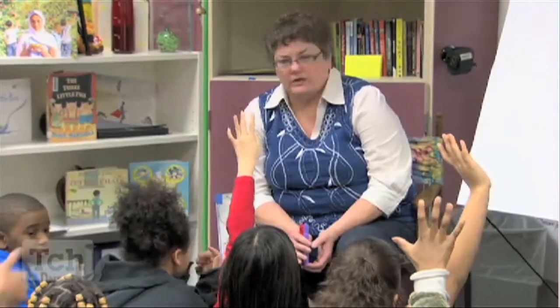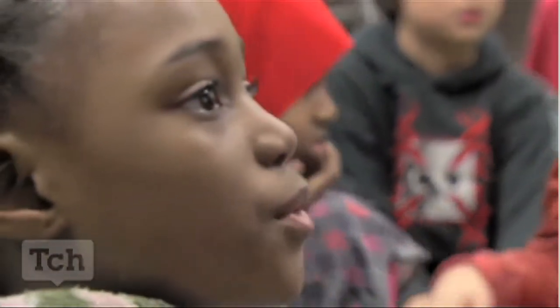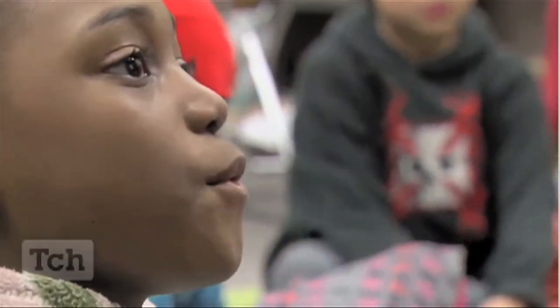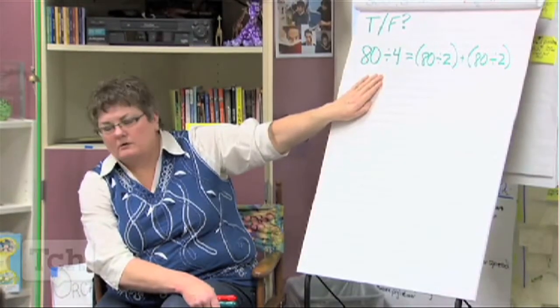Okay. Romy, what are you thinking? You're agreeing. I think it was true because 2 plus 2 is 4, so then it'll be the same thing. Okay. Kaya, what are you thinking? What I'm thinking was that 80 divided by 4 is 20, and then you have the equal sign.